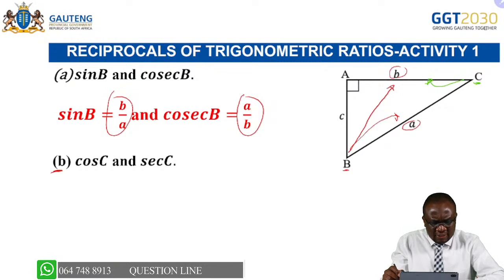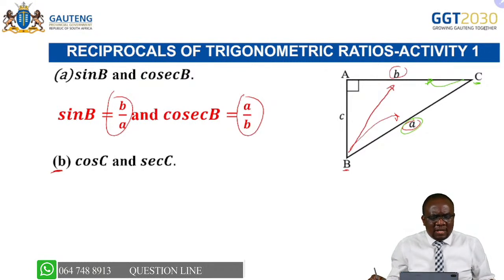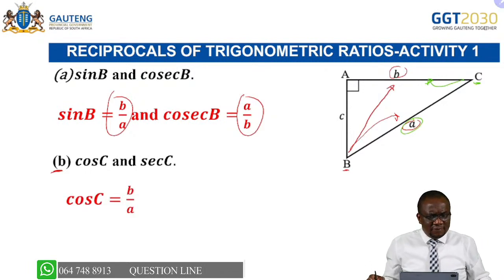And then hypotenuse is this one. Hypotenuse is the side opposite what? The 90-degree angle. So cos C is going to be B over A. Does it make sense? Sine B is B over A, cos C is B over A. You'll remember this one later.